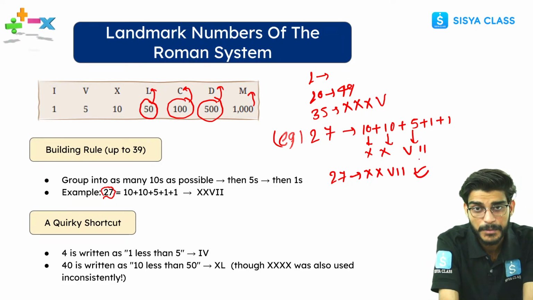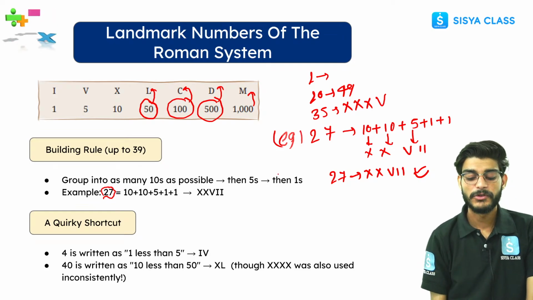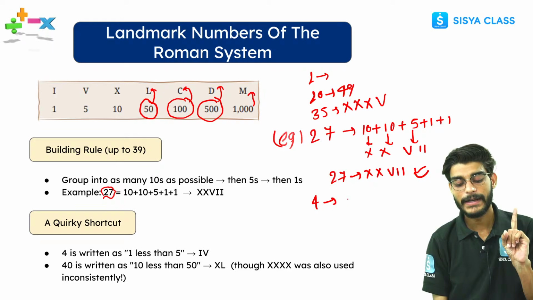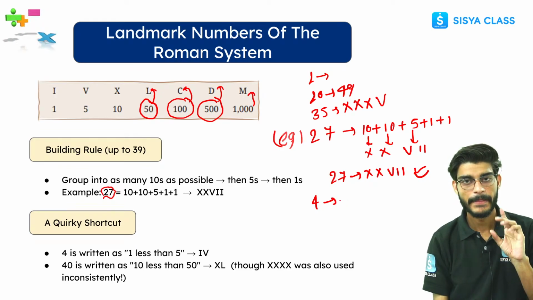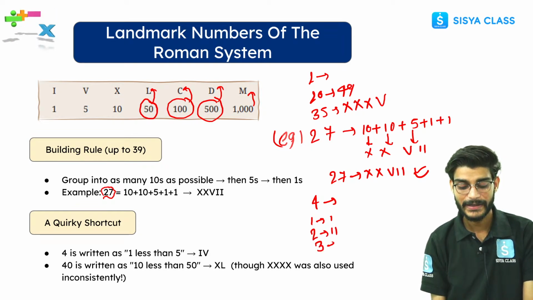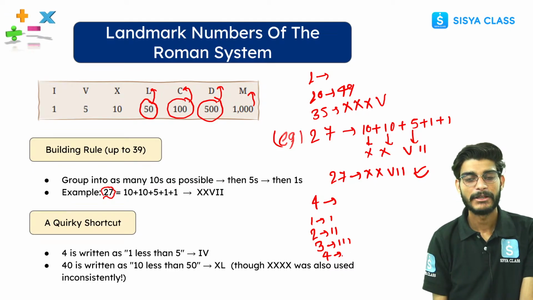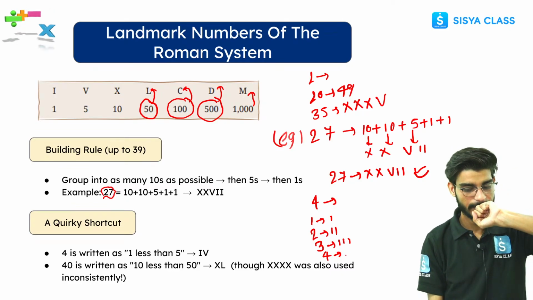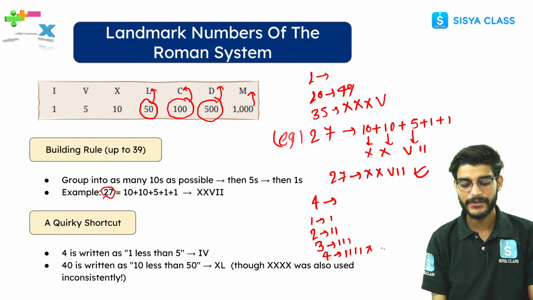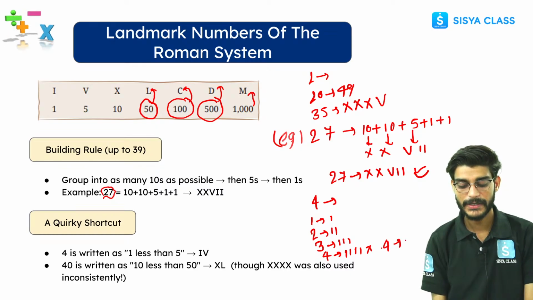But the important thing here is, suppose you want to write 4. There was a rule: for 1 we have I, for 2 we have II, for 3 we have III. For 4, how will you write it? You cannot write IIII here. IIII is wrong. This is completely wrong.